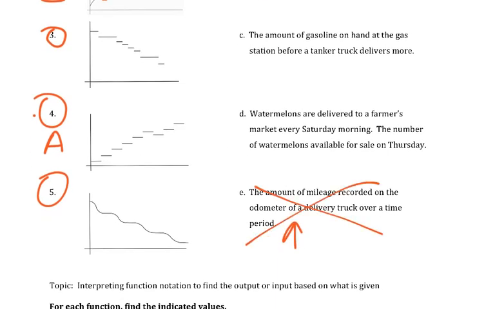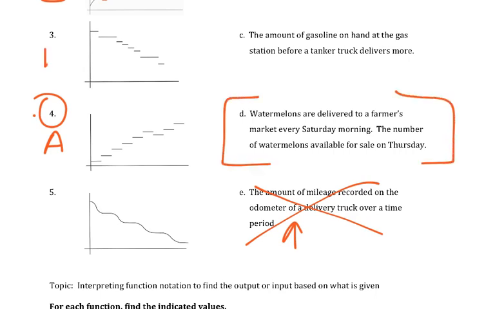Okay, so the question now, 3 and 5, they're both going down, but which one would be continuous? Well, I think if we think about it, watermelons are definitely not continuous, so that's got to be number 3, so that would make C number 5. Alright?